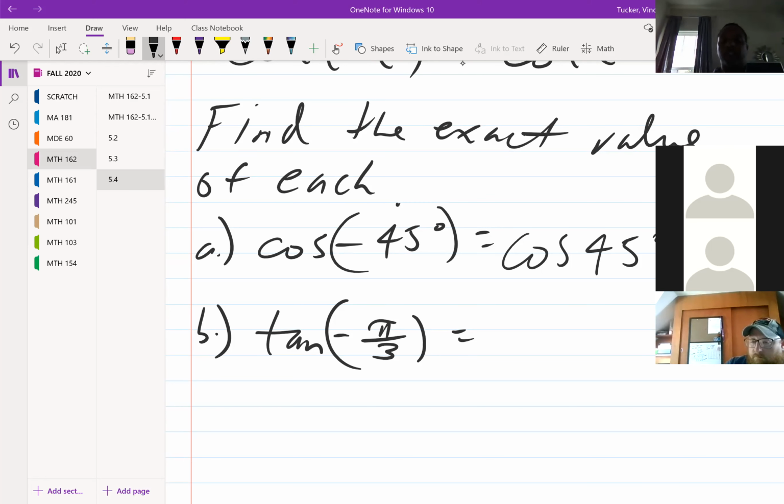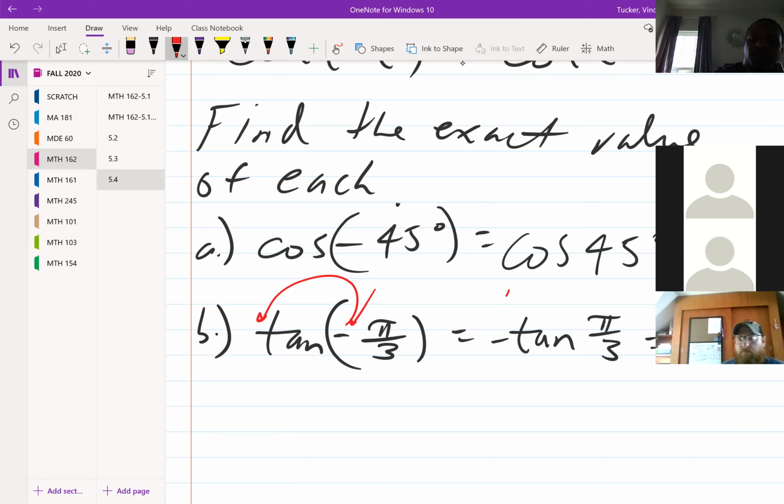All right. Tan is odd, so I can bring this negative to the outside and then apply tan to pi over 3. I think that was the one we did earlier. And that should be negative square root of 3. So that negative sign is the same thing as this negative sign.